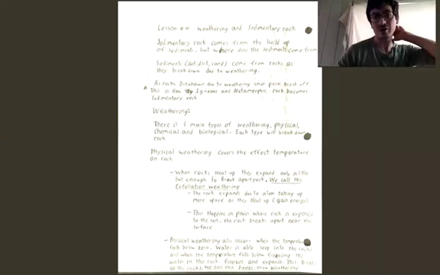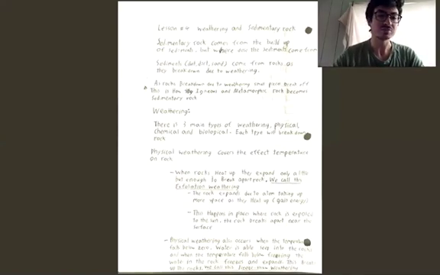Okay, so let's look at how this weathering process happens. There are three main types of weathering: physical, chemical, and biological. We'll start with physical weathering, and this mainly covers the effects of temperature on rock.